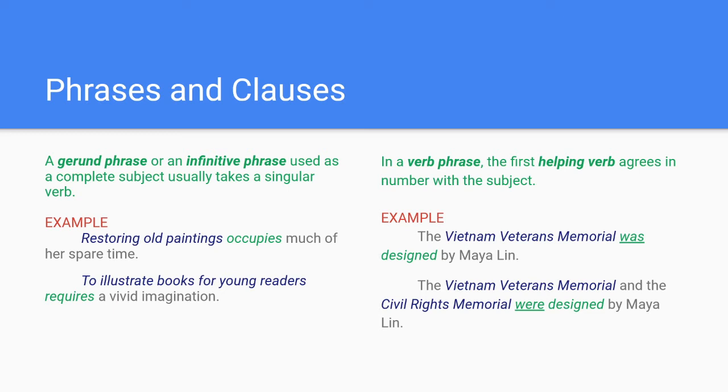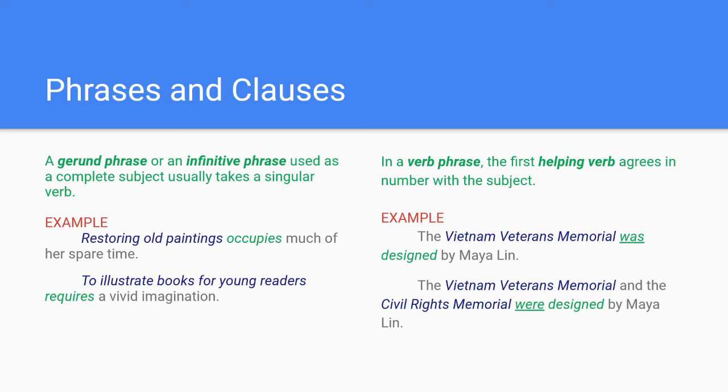It requires a vivid imagination. Now, verb phrases are somewhere where we're also going to run into some issues here and there. Our first example, the Vietnam Veterans Memorial, was designed by Maya Lin. Vietnam Veterans Memorial is singular. It's three words, it's a compound noun, but it's talking about a single location. Therefore, the helping verb that goes with our action verb designed is also going to be singular. We say was designed. It was designed.